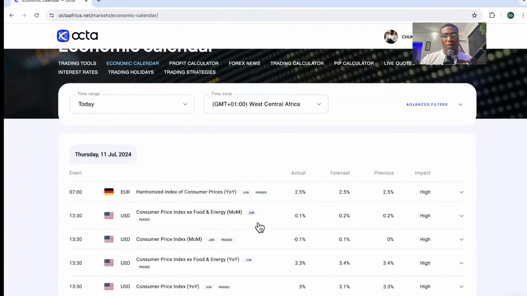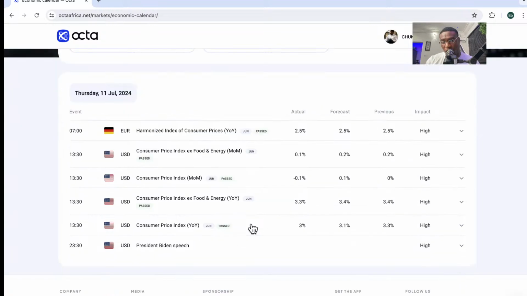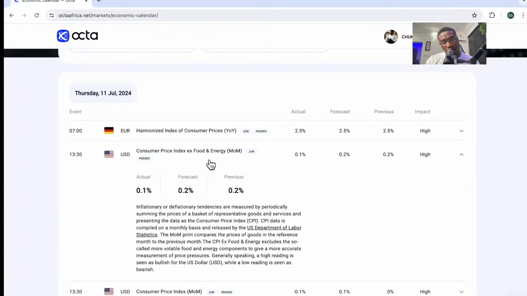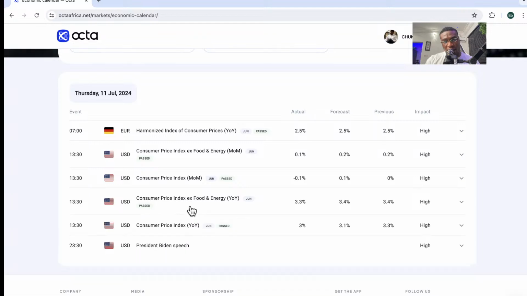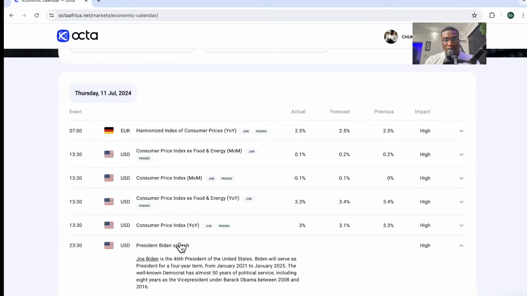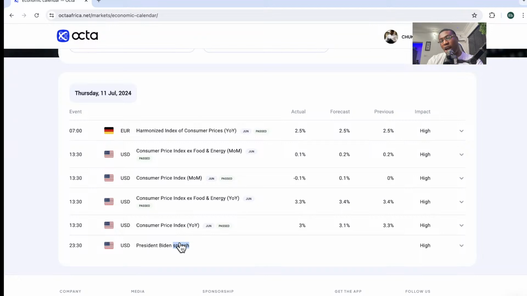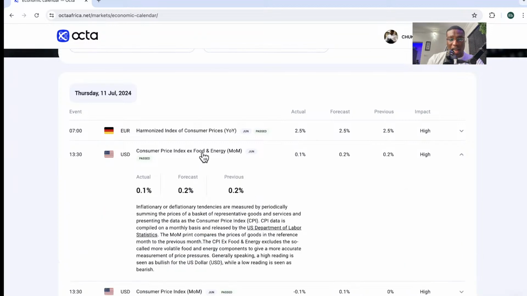Okay, so today's focus on the economic calendar was majorly around the US dollar, right? Consumer price index. And if you want to know what consumer price index is, I'll just keep it brief and show you guys how to do that, right? So just click on this or click on this. Any of the events that you click on, Octa provides an explanation on that economic event and why it's important.